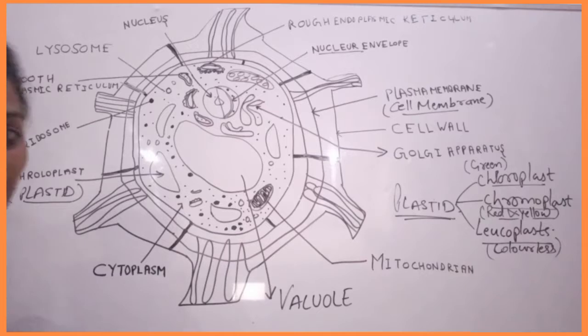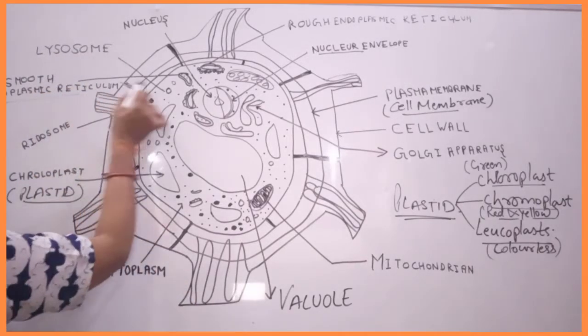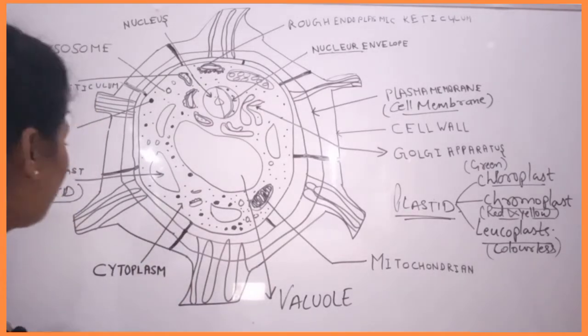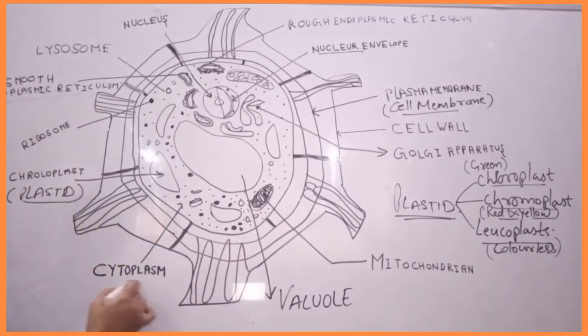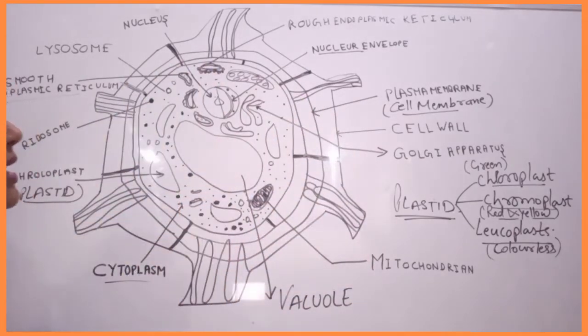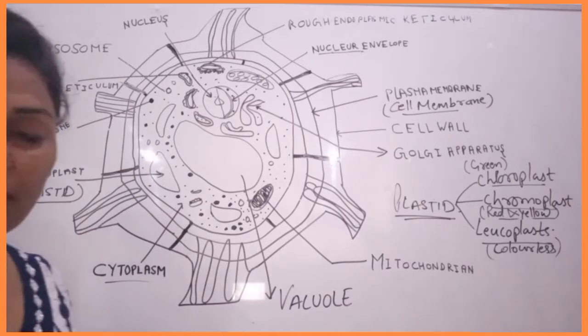These are also known as suicidal bags. After that, smooth ER. These are the smooth ER, which does not contain the ribosomes. So overall, these are the structures or cell organelles which are present inside the plant cell. Now next we can revise the animal cell.